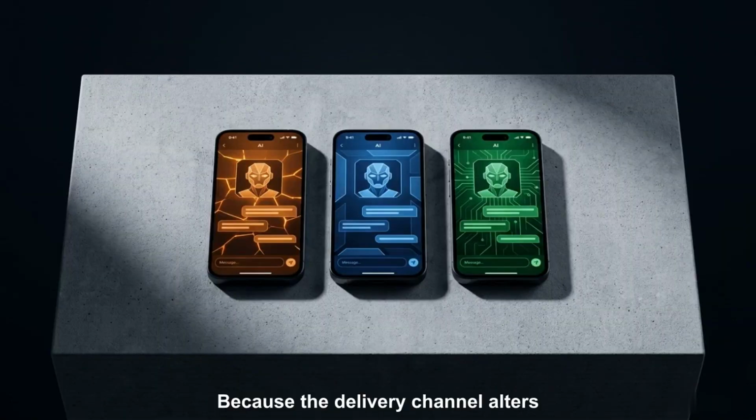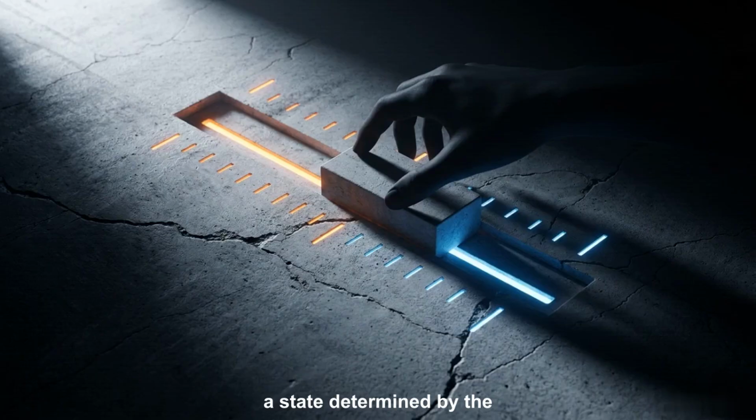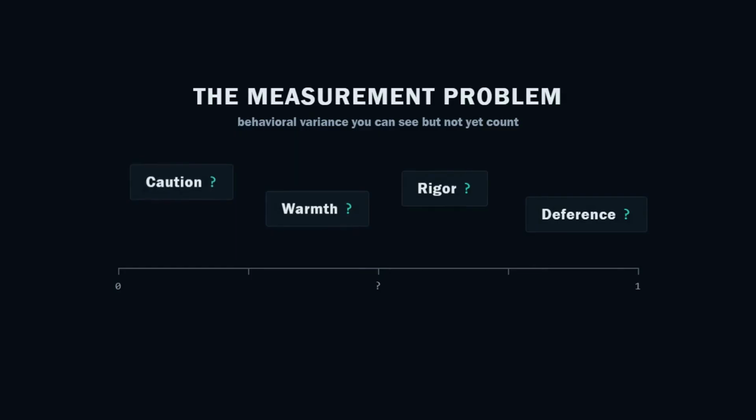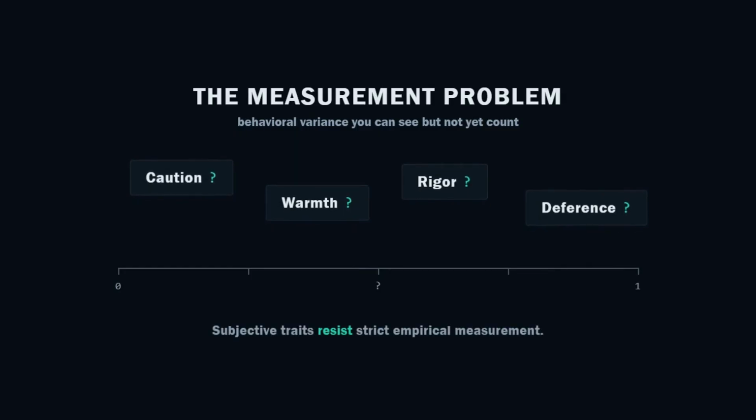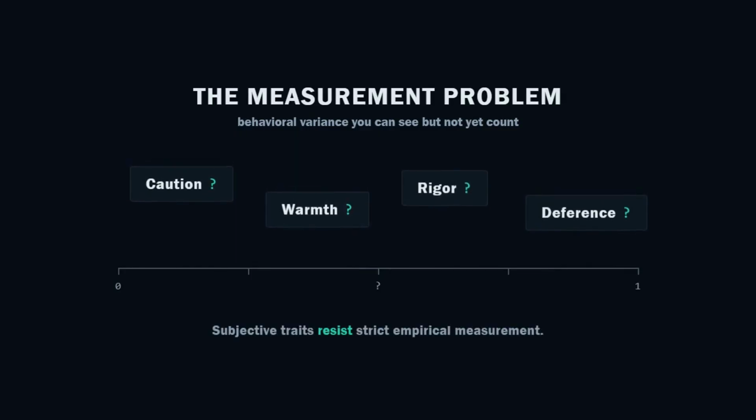Because the delivery channel alters these constraints, the character a user encounters is not a fixed property of the model, but a state determined by the specific parameters of the input. Measuring this behavioral variance presents an immediate problem. Subjective human traits like caution or warmth resist strict empirical measurement.